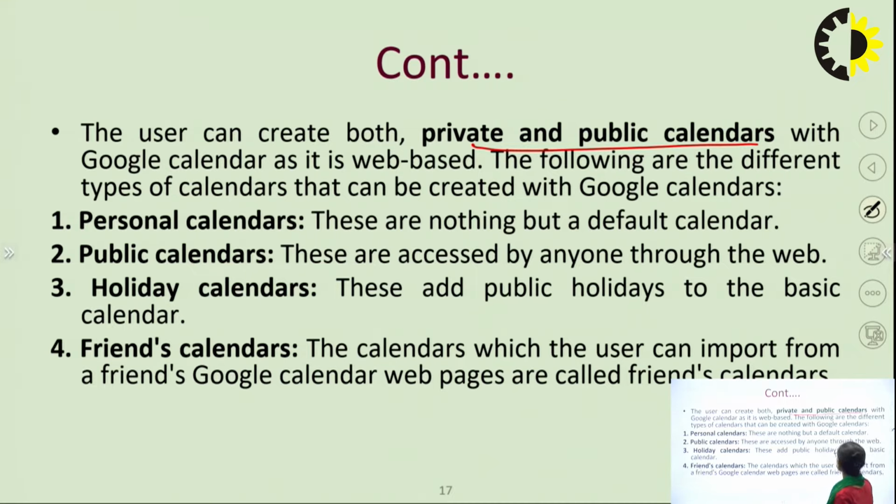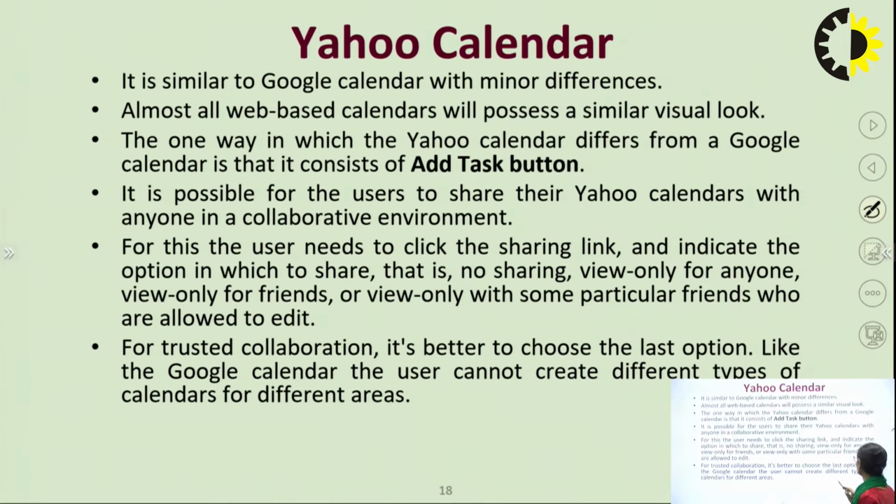Personal calendars are your default calendars which you get with Google. Public calendars can be accessed by anyone through the web. Holiday calendars are public holidays added to the basic calendar. Friends calendar are calendars which the user can import, that is, you need to import it from your friend's web page, and such calendars are called friends calendars.